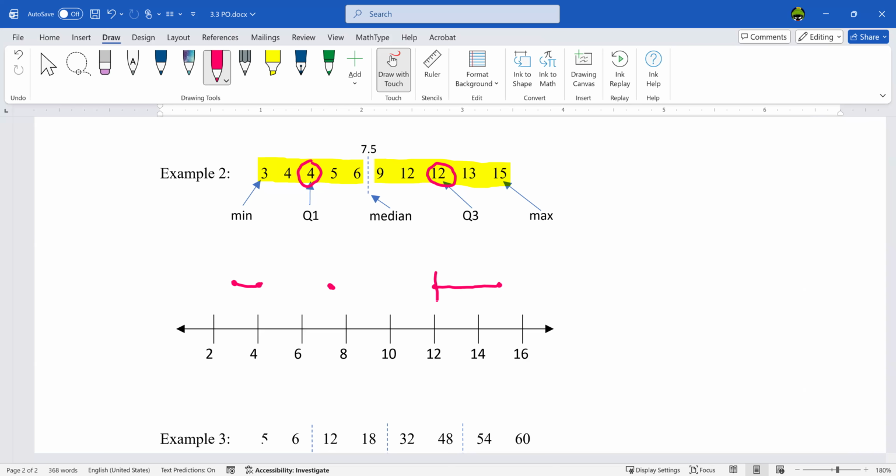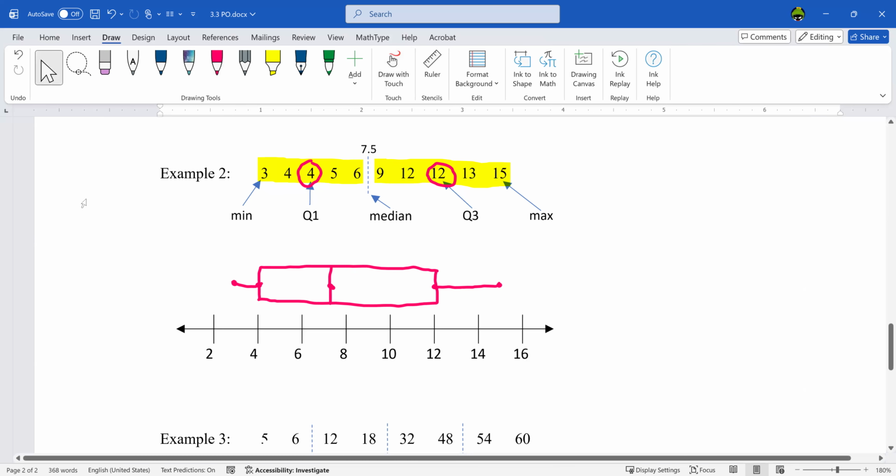Draw your box. And draw your line down through your median. So there is my data with my five number summary. And then there is my box and whisker plot.